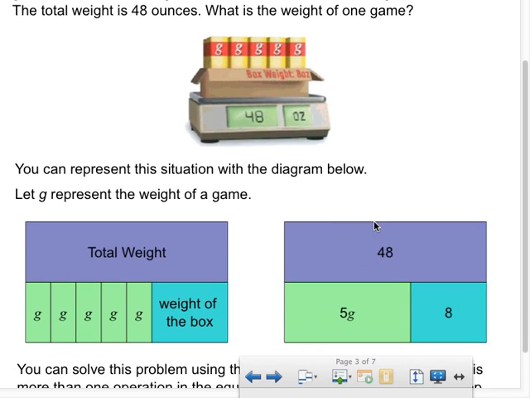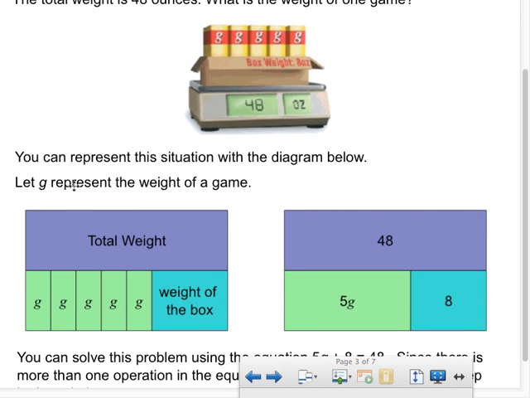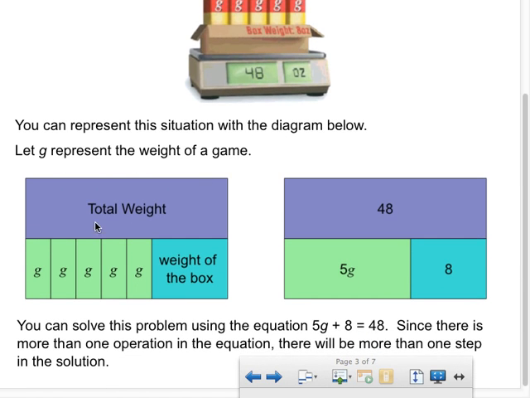You can represent this situation in the diagram below. We're going to let G represent the weight of each game. Each game weighs the same thing. Nowadays a game is just a disc, it has a case, and maybe there's some literature in there, but they're about the same weight. So here we have our total weight. That's this rectangle. And equal to that area is this rectangle down here. We have 5 games, and then we have the weight of the box. So all together, this area is going to equal this area up here.